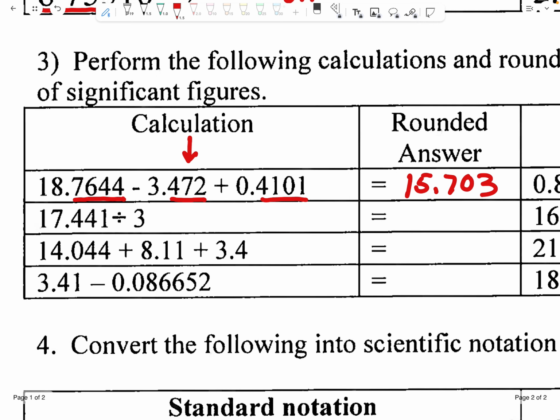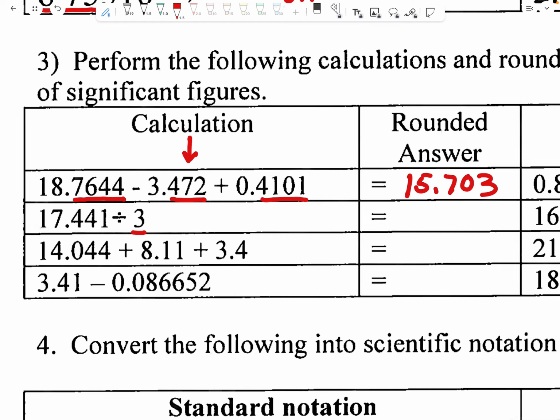Here's a division problem right here. 17.441 divided by 3. In multiplication and division, you look to the number in the problem that has the fewest significant figures. That number would be this one right here, the 3. There is 1, so in our answer, you must have 1 sig fig.